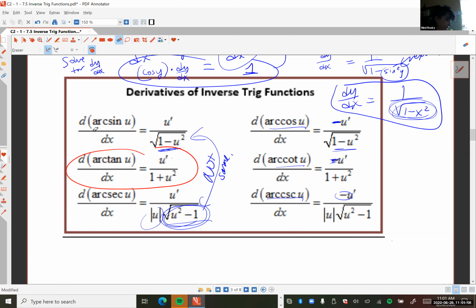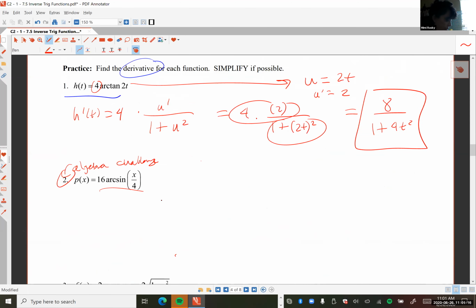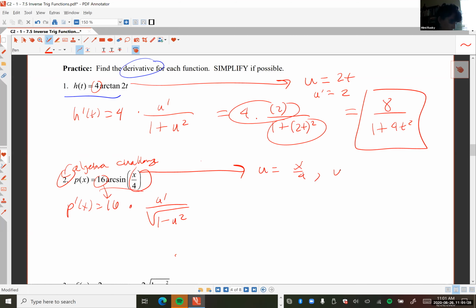The formula says if I'm going to take a derivative of arc sine, I'm going to have u prime in the numerator and a square root down in the denominator, square root of 1 minus u squared. So the 16 is just a multiple. I'm going to have u prime all over square root of 1 minus u squared. My u is x over 4. What is u prime?